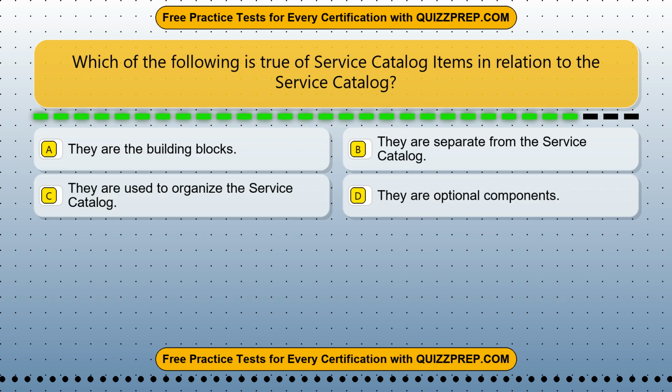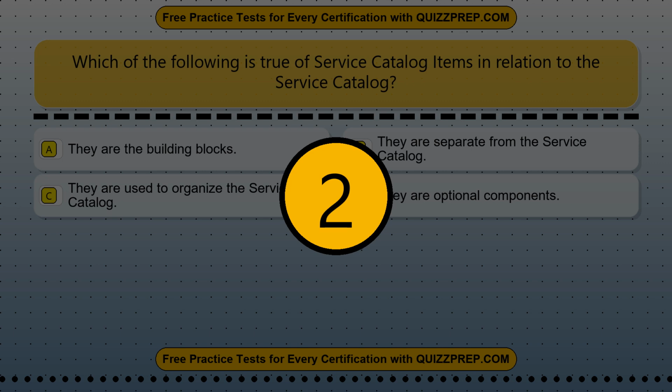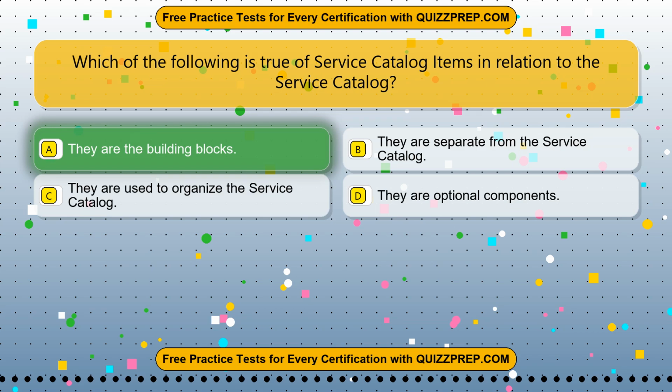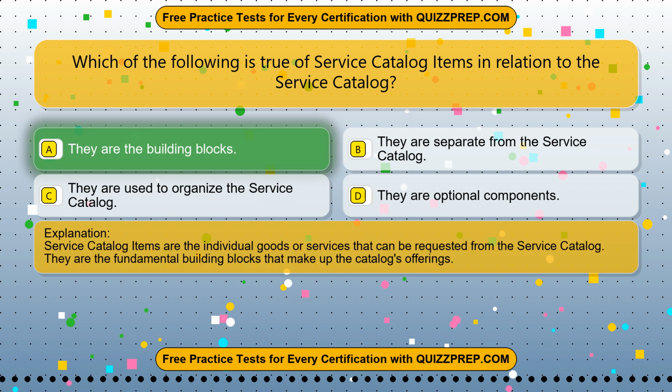Question 24. Which of the following is true of service catalog items in relation to the service catalog? Option A. They are the building blocks. Option B. They are separate from the service catalog. Option C. They are used to organize the service catalog. Option D. They are optional components. The correct answer is option A. They are the building blocks. Service catalog items are the individual goods or services that can be requested from the service catalog. They are the fundamental building blocks that make up the catalog's offerings.